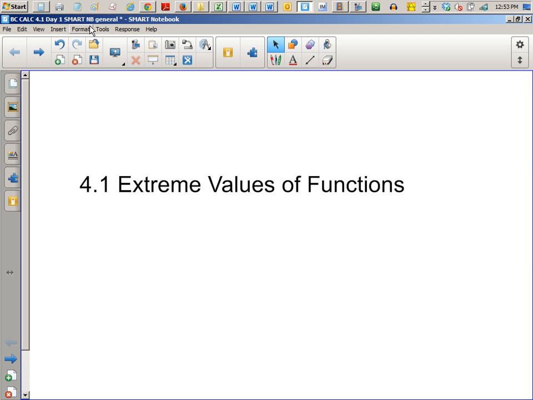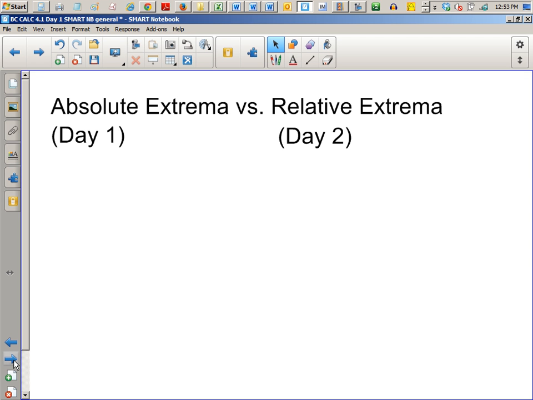But we need to talk about extreme values of functions. Today we're going to talk about absolute extrema, and then tomorrow, which is Monday, we'll actually talk about relative extrema. I want to keep these two separate. So, we're going to try really hard not to use our calculator. All right? So let's just go through the meanings of these two words. All right? So what are these two phrases referring to?